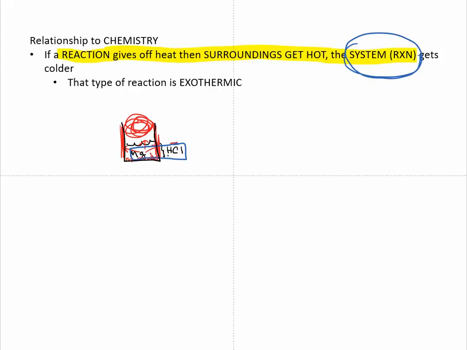So the reaction gave off heat. The surroundings got hot. This kind of reaction is called exothermic. You need to get this in your head. Exothermic means the reaction gives off heat, surroundings get hot.